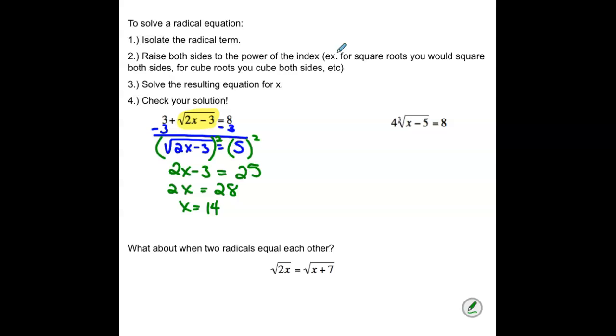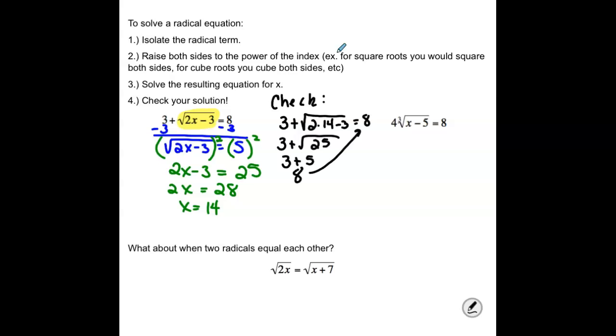To check that, we're going to plug a 14 back into the original problem. So we have 3 plus the square root of 2 times 14 minus 3, and we're supposed to get an 8. So let's clean up the left side of this. Inside our square root, 2 times 14 would be 28, minus the 3 would be 25. The square root of 25 is 5, and 3 plus 5 equals 8. And since we're getting what we were supposed to get, it means that this is a correct solution.